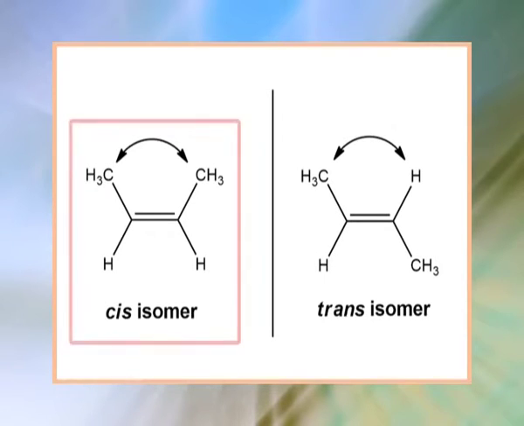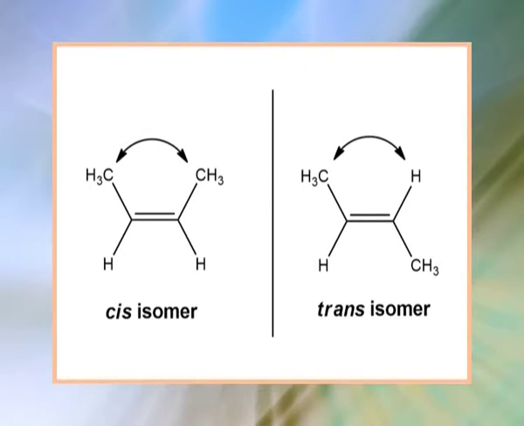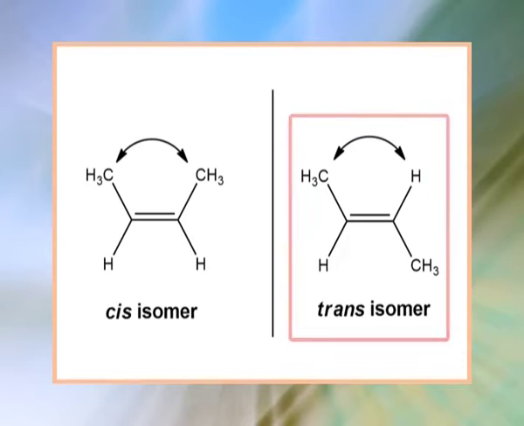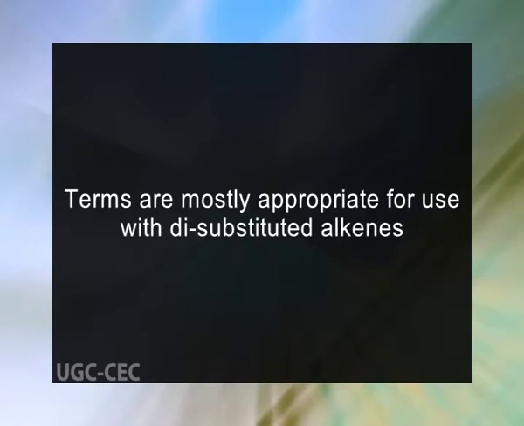Isomer having two similar groups on the same side is called cis, and the one having two similar groups on the opposite side is called trans. Cis-trans nomenclature system is simple to apply. The terms are mostly appropriate for use with disubstituted alkenes, but this method of nomenclature cannot be used when all four groups are different, and for such isomers we use E and Z system of nomenclature.